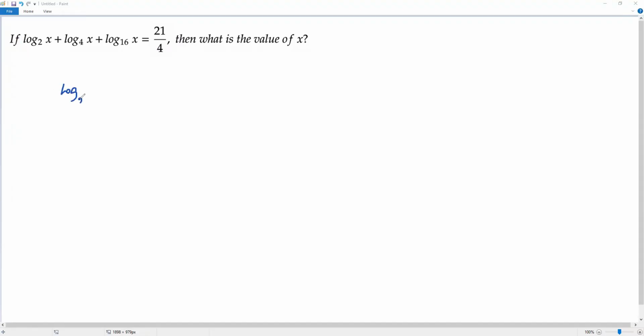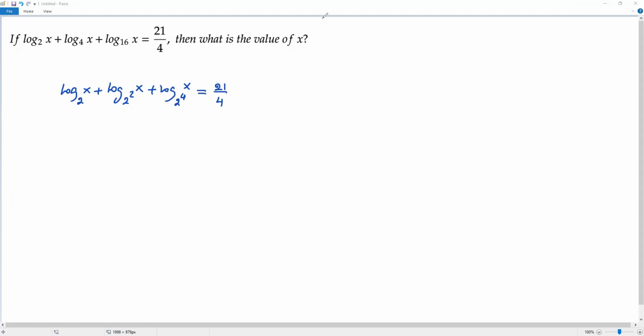Let me write the first term as it is. That is log base 2 of x, plus log. Now we can write this base 4 as a power, that is 2 squared. Let's write this argument x as it is, plus log. We can write this base 16 as a power, that is 2 to the 4th power. We can write the argument x as it is. On the right side, we have 21 over 4.